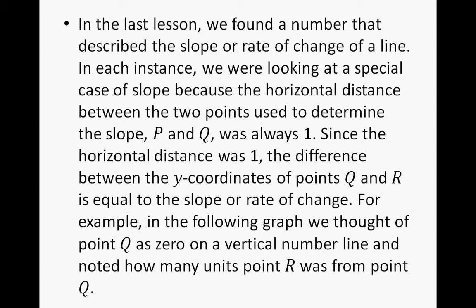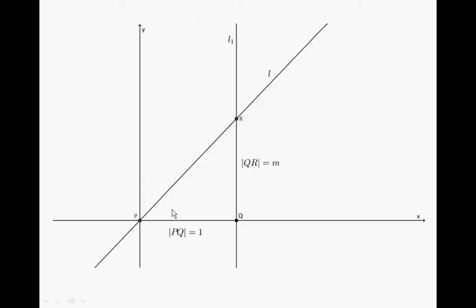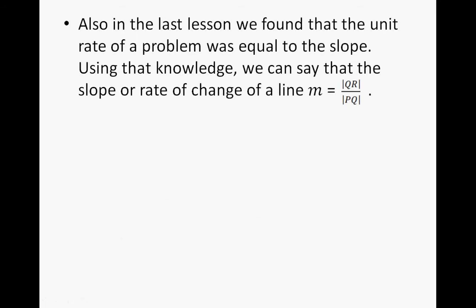For example, in the following graph, we thought of point Q as 0 on a vertical number line and noted how many units point R was from point Q, which was right here. So we made sure that the length of PQ was 1 unit, and that way the length of QR told us what the slope is. Also in the last lesson we found that the unit rate of a problem was equal to the slope. Using that knowledge, we can say that the slope or rate of change of a line is equal to the distance between Q and R over the distance between P and Q.